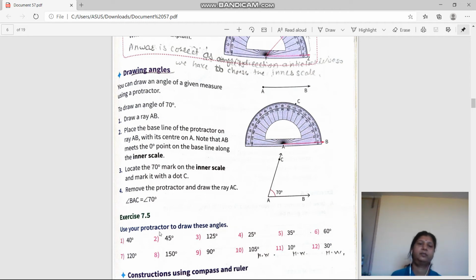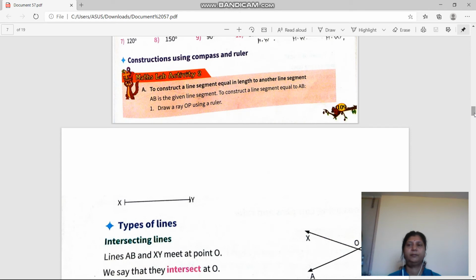So use the protractor and draw these angles. I think we have solved exercise 7.5. Everyone has drawn these angles. If you have already drawn, practice in your rough copy. Okay. Next, construction using compass and ruler. It is the measurement of a line segment. It is very easy. At that time I explained it to you. So I will explain the next topic, that is types of lines.